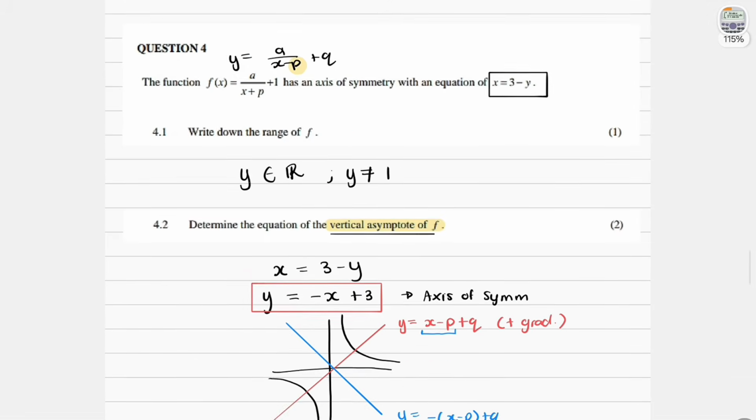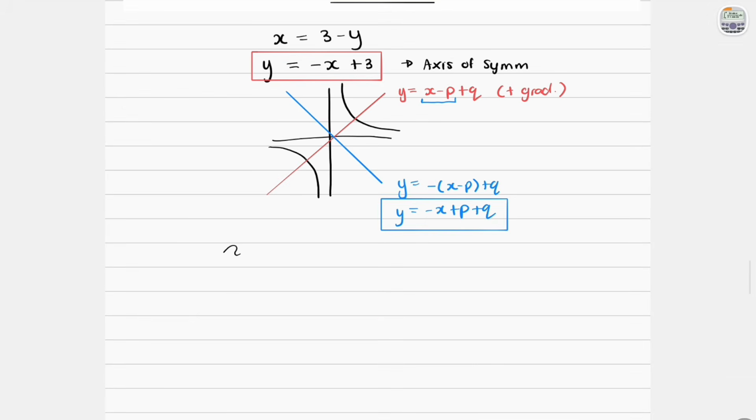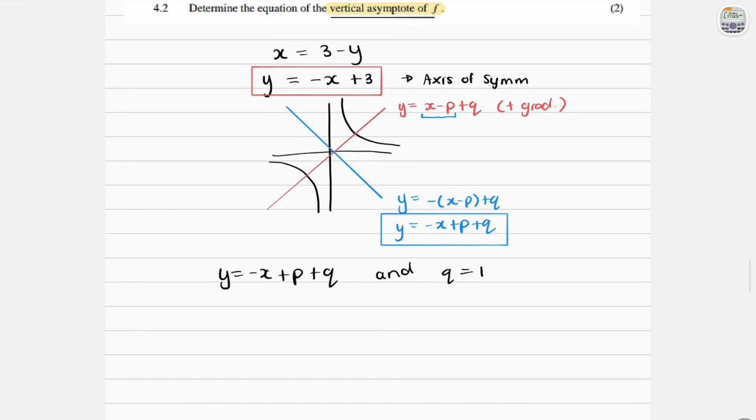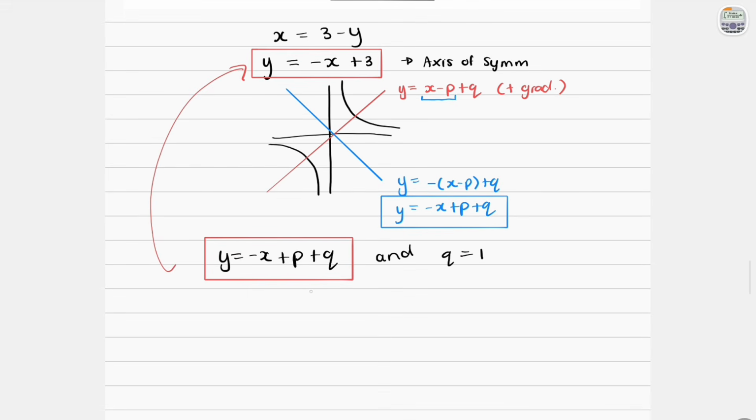Okay, so here's the thing about this. There's some things we know here. We know the general form of the axis of symmetry of a hyperbola with a negative gradient is y equals negative x plus p plus q. And we currently know that the value of q is 1. Okay, so how did they get this equation in its general form to end up looking like that? If you know that q is 1, just substitute 1 in place of q and then you'd see what they did. This was negative x plus p and then plus 1.